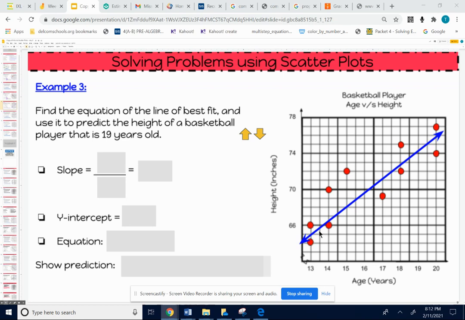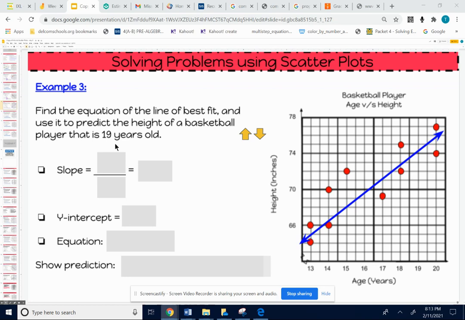We have a line of best fit already. They gave that to us. Remember, a line of best fit is a line that goes through the middle of your points. You want to have about the same number of points above the line as below the line. This looks pretty good. What we want to do is find the equation of the line of best fit and use it to predict the height of a basketball player that is 19 years old.